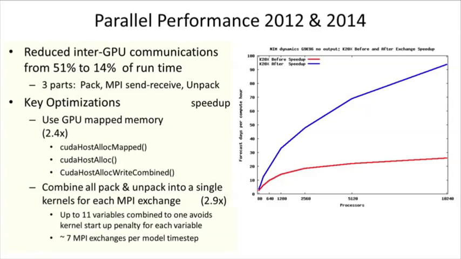We've used GPU mapped memory, and that got us a 2.4x improvement. And we combined all pack and unpack routines into a single kernel for each MPI exchange. I'll explain this a little in the next couple slides. That gave us 2.9x. It allowed us to overcome the penalty for kernel startup on the GPU. That adds up pretty quickly when you've got not a lot of work for the kernels to do and a lot of data movement.